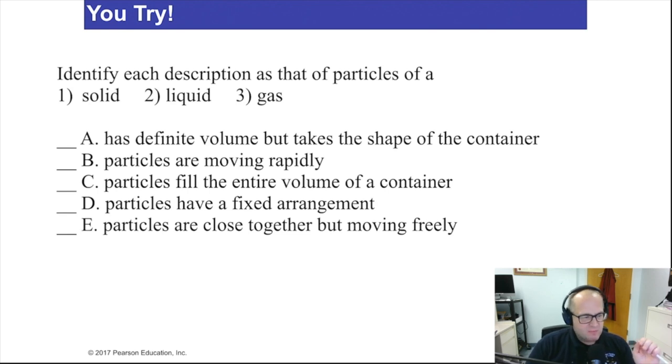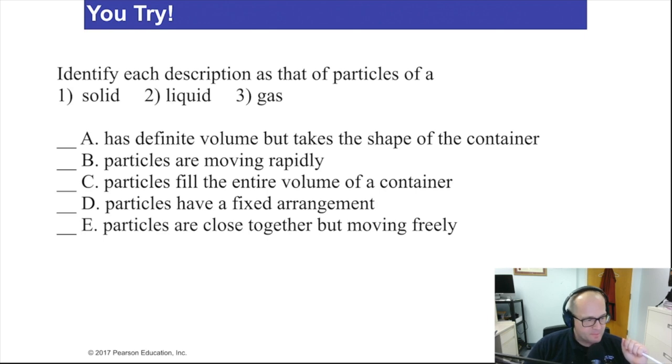Particles are close together, but moving freely. Ooh, moving freely, huh? Well, moving freely are those people that are the social butterflies at a party. They're going from one person to another. Those are liquids. Liquids are moving freely. Solids aren't. And particles are close together. Gases, the particles are far apart, so it can't be a gas. Solids, they're not free to move around, so it's a liquid for sure.